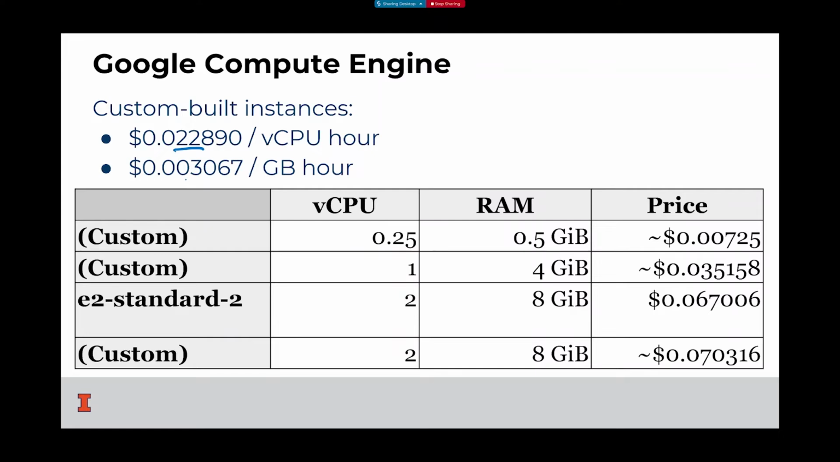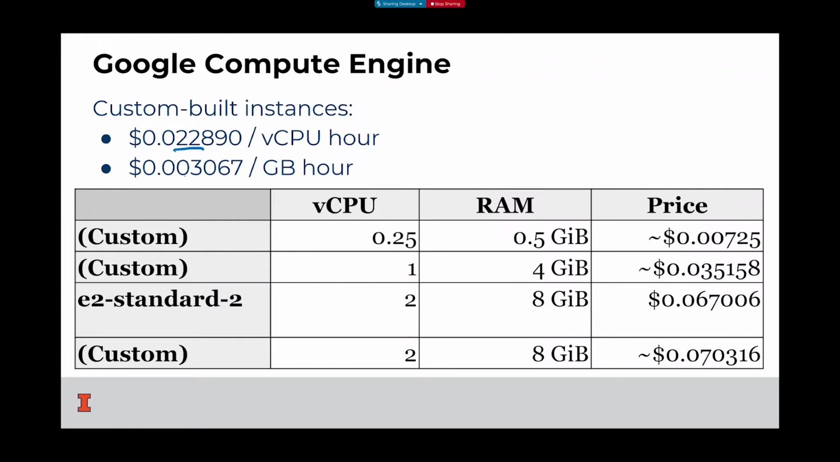And then you can get RAM for 0.3 cents an hour. So a gig of RAM costs you 0.3 cents. So basically you can get a gig of RAM for about 3 hours and 20 minutes for a single penny. So incredibly cheap. A single gig of RAM, a penny gets you 3.5 hours.